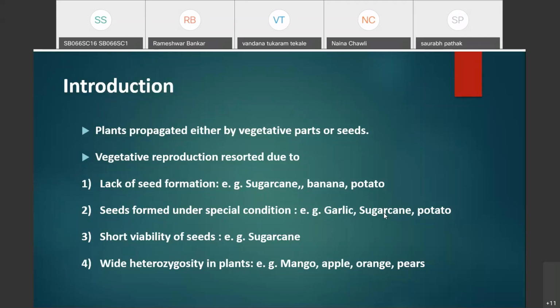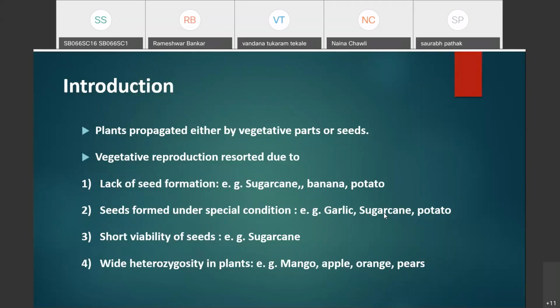Okay, the seeds are formed under suitable conditions. For example, in garlic, due to the cultural practices, the seeds are not formed. While in sugarcane and potato, due to unsuitable climatic conditions, the seeds are not formed. Okay, that is the second reason: the seeds are formed only under special conditions.